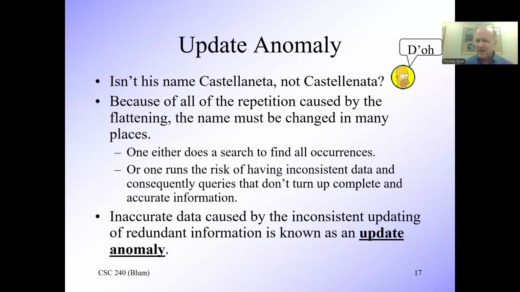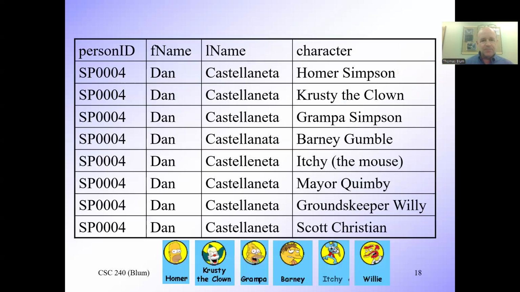So this guy's got a complicated name and it's easy to misspell. I'm sure I misspelled it, and now I want to update it. Well, if I have the flattened table with his name appearing over and over again, and I want to update it, then I'm going to have to find every place that his name appears and fix it. And so I might not find all the places and update it everywhere. And so I will end up with inconsistencies in my data and bad data integrity. This is known as the update anomaly.